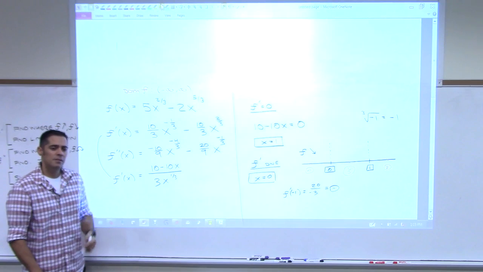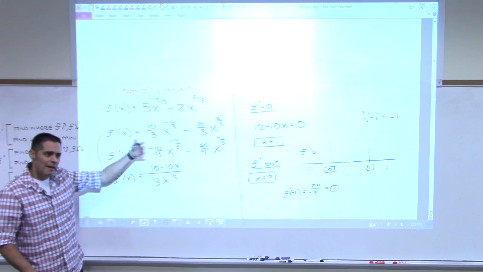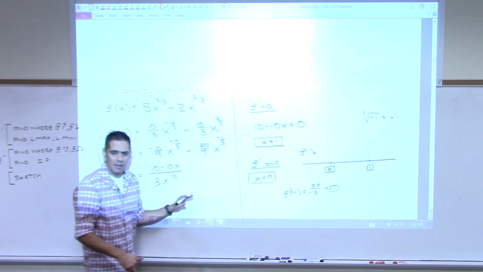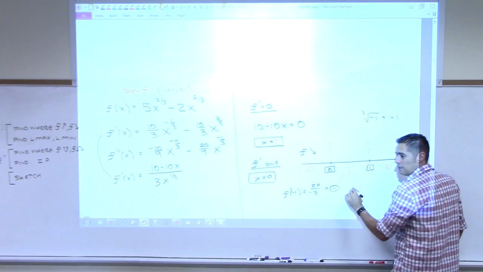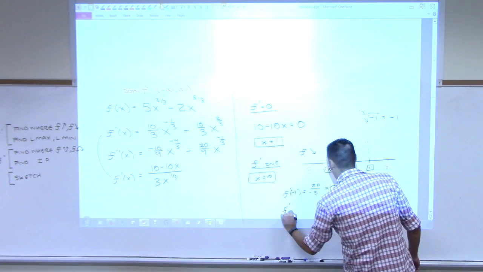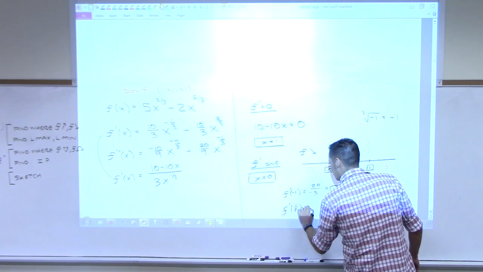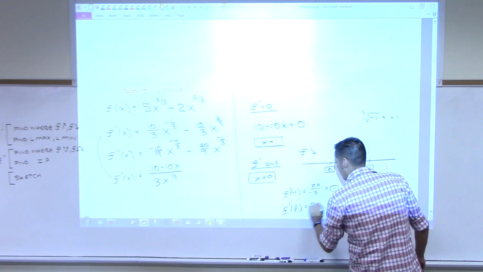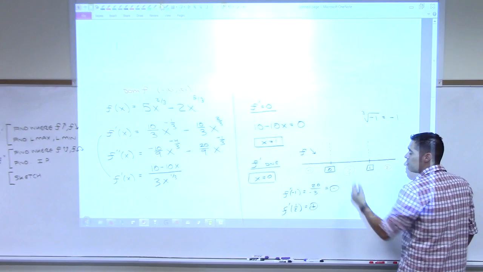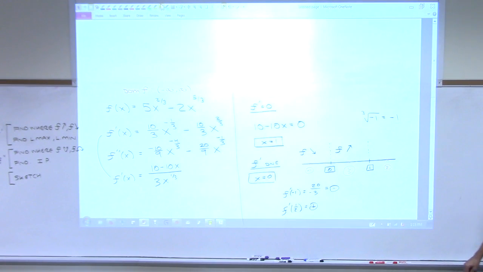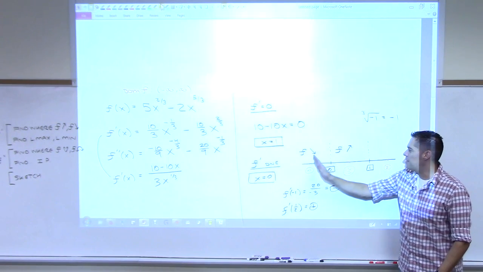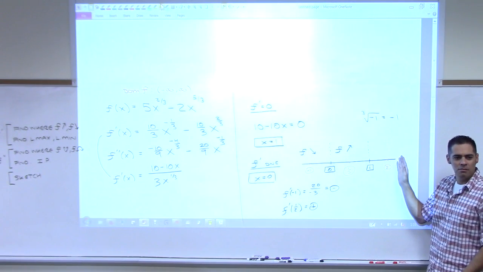The cube root of 1/2 times 3 is still positive. So do you agree I'll have a numerator that's positive and a denominator that's positive? Yes. So this will be positive, right? So f prime of 1/2 is positive, and that means the original function is increasing. And then I plug in 2.